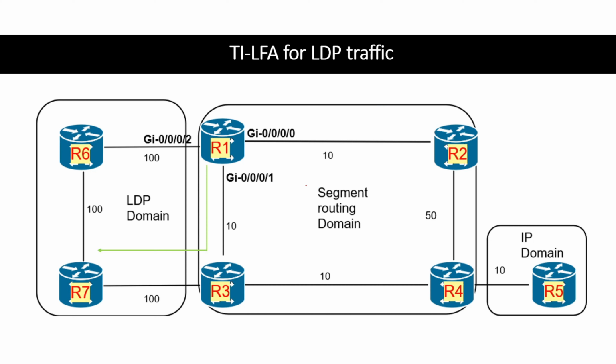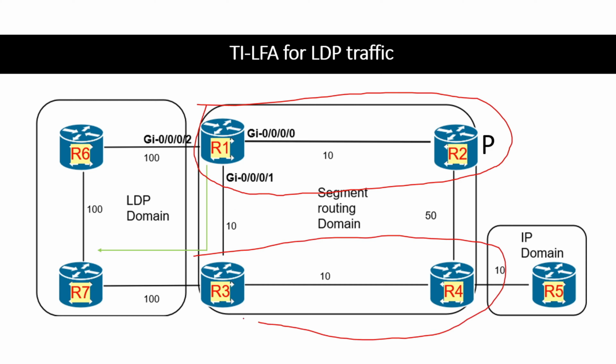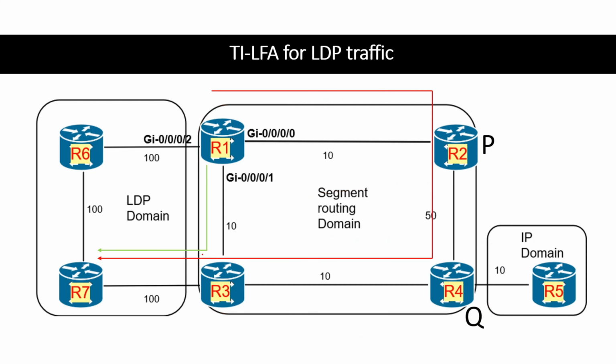So this is the primary path from R1 to R7, and for the backup path R2 is acting as a P node. So R1 and R2 are acting as the P domain, R3 and R4 are acting as the Q domain. So this is the backup path which is going via R1, R2, R4 and R3 to R7.